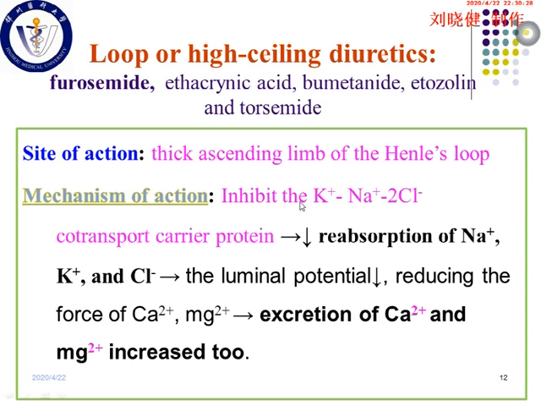By inhibiting the sodium-potassium-chloride cotransport carrier protein, they can decrease the reabsorption of sodium, potassium, and chloride ions, decrease the luminal potential, then reduce the driving force for calcium and magnesium ions. So finally, excretion of calcium and magnesium increases too.